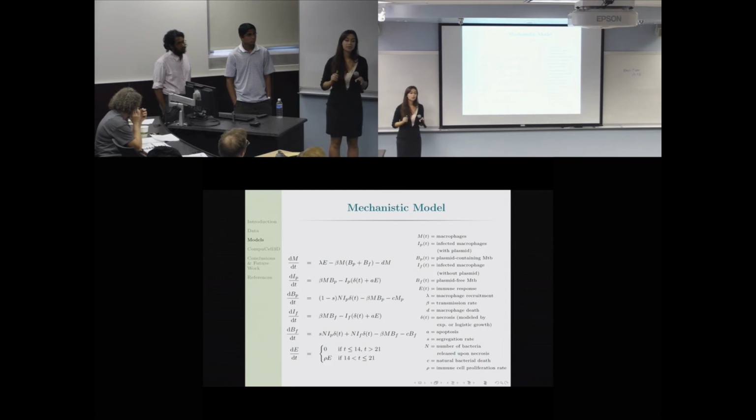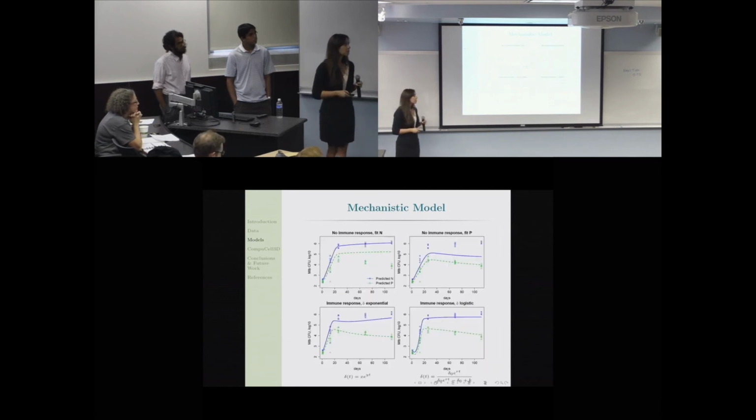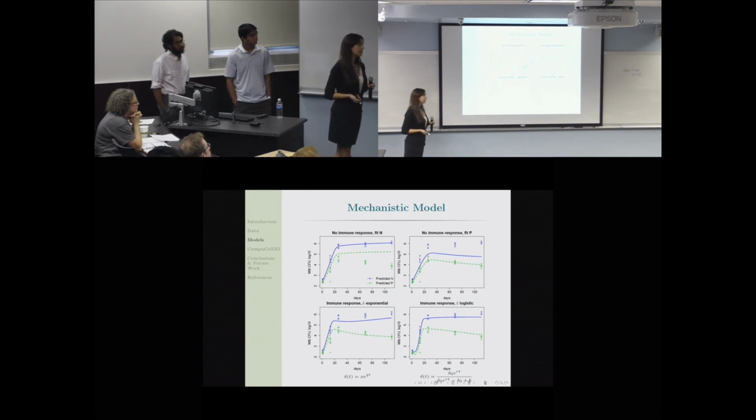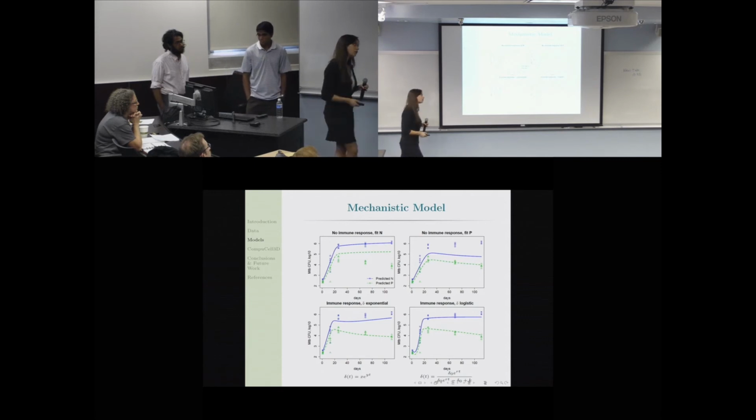Both of these were done so because we wanted to have the elevated necrosis rate at the later stages of infection. We then fit the model to the data again. The top two graphs show when no immune response was incorporated into the equations, and we see that we're able to fit either the total number of bacteria or the plasmid-containing bacteria, but we're unable to fit both data sets simultaneously. So that was motivation for us to add an immune response to our model.